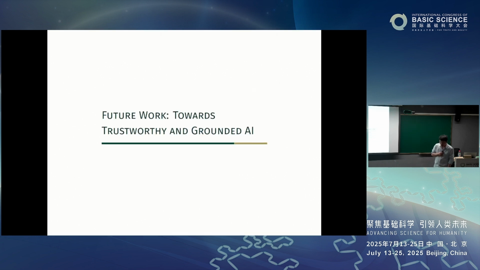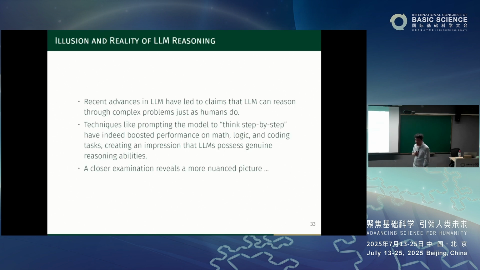Okay, last section. Today we have large language models, right? People say large language models can do reasoning in very complex tasks, just as humans do, right? Techniques like prompting the model to think step by step, or chain of thought, can boost the performance on math, logic, and coding tasks, creating very impressive results, right? But a closer examination reveals a more nuanced picture.